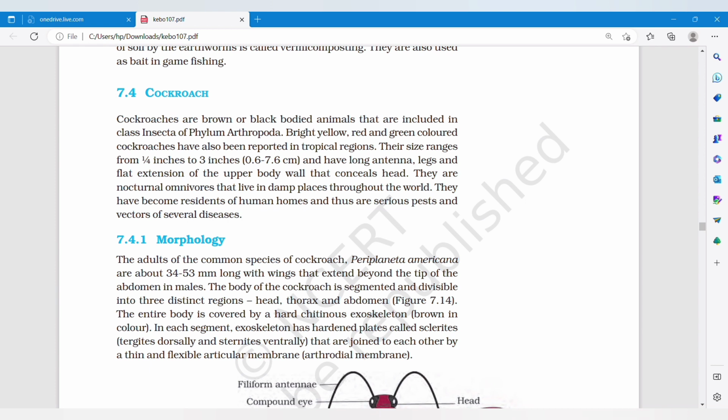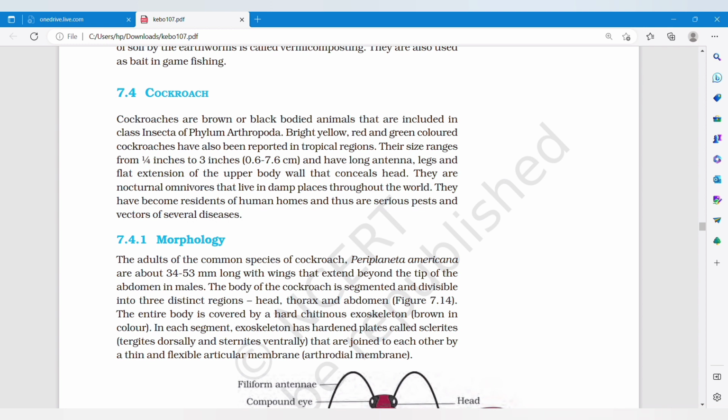The first topic is morphology. The adult of the common species of cockroach, Periplaneta americana, are about 34 to 53 mm long with wings that extend beyond the tip of the abdomen in males. The body of the cockroach is segmented and divisible into three distinct regions, that is head, thorax and abdomen. The entire body is covered by a hard chitinous exoskeleton that is brown in color.